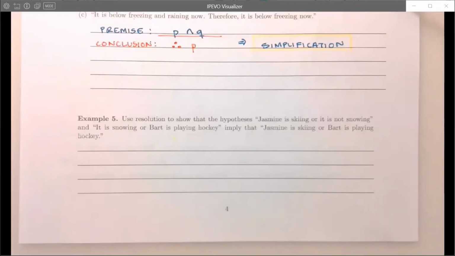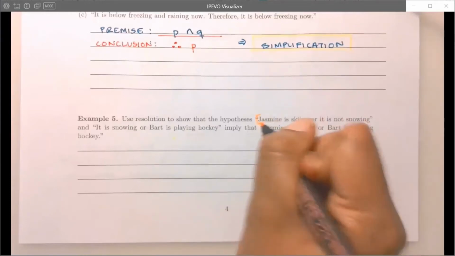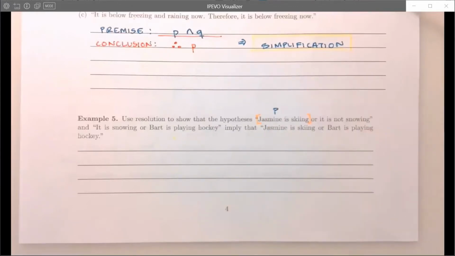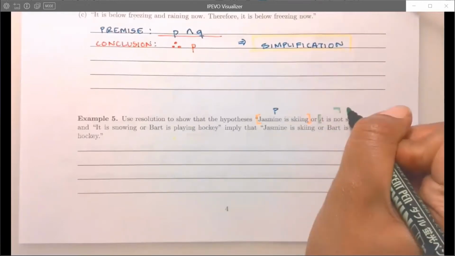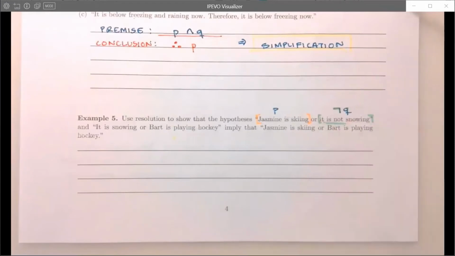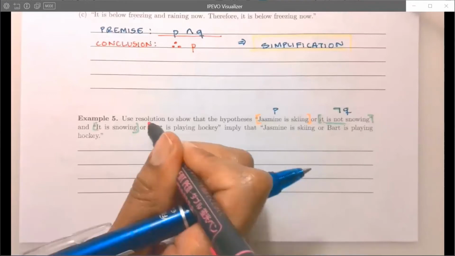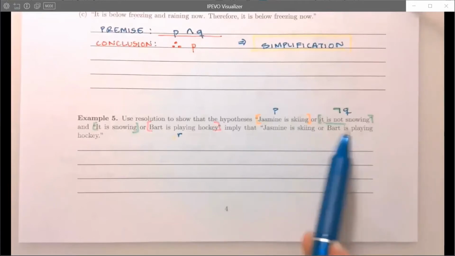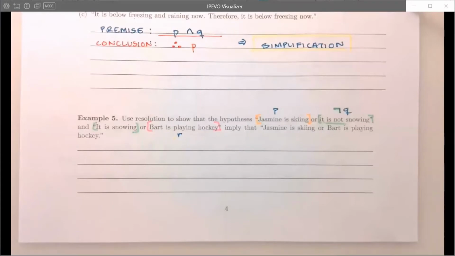So again, let's define some variables here. We'll take Jasmine is skiing as P. It is not snowing, since we have that negation, I'll write as negation Q. It is snowing or Bart is playing hockey, so it is snowing would be simply Q. Bart is playing hockey, we're going to need a different variable for, so we'll define that to be R. And the goal is to show that Jasmine is skiing or Bart is playing hockey, so that would be P or R. Okay, so let's start with the premises.